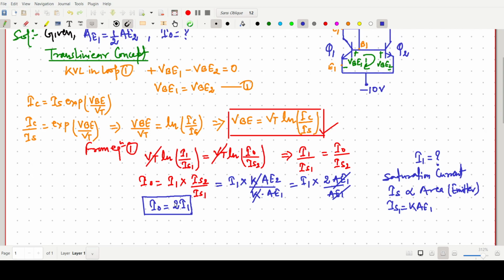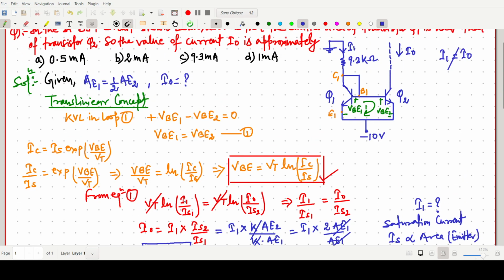So for this purpose, what we have to do? We have to apply Kirchhoff's voltage law in this section. Say this one is loop 2, and this one is nothing but simply our 10 volt source, so this one is minus plus. It can be written as 10 volt.